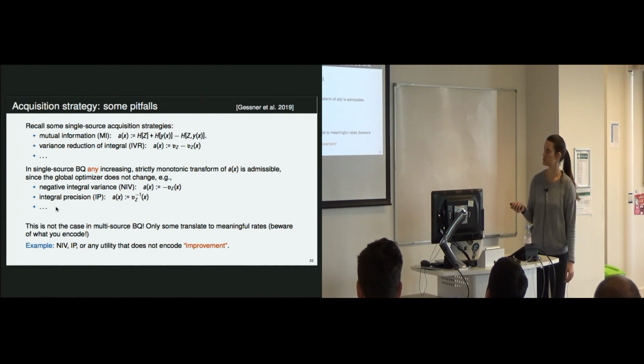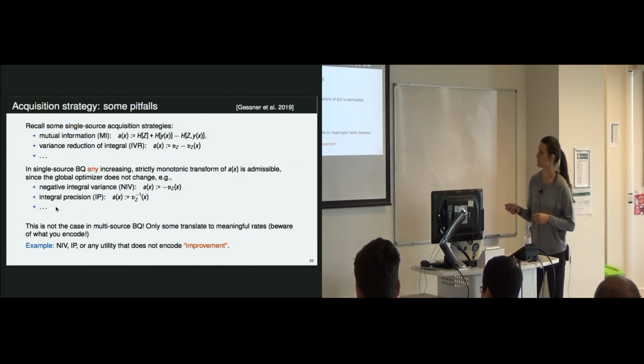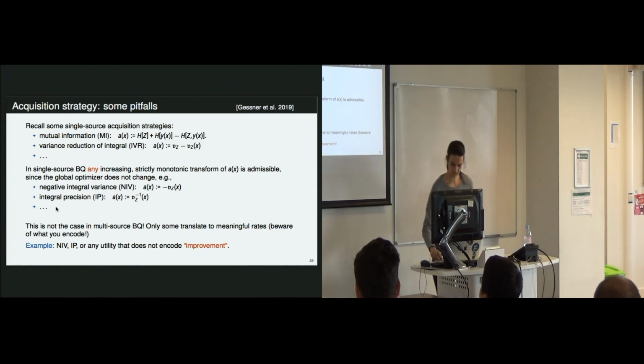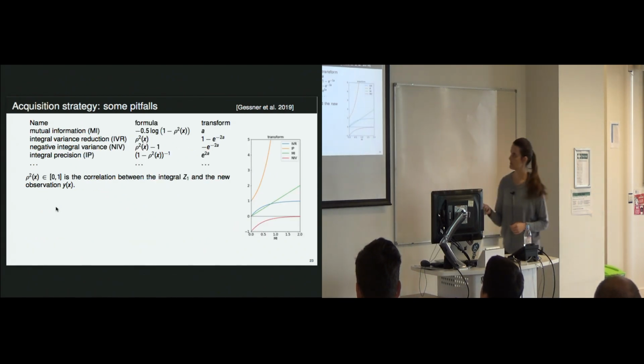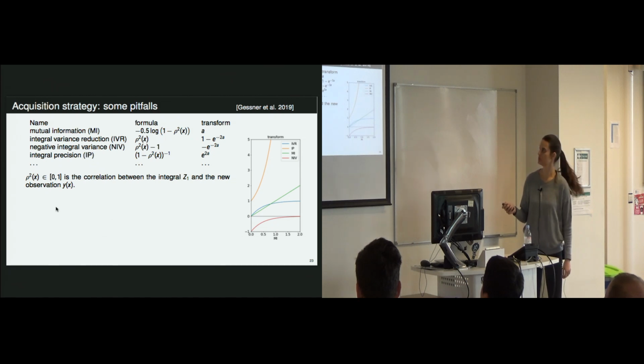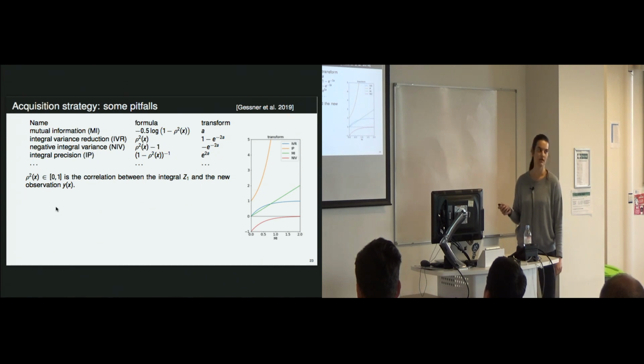These two don't work so well, and I will show you in a second why. I'm highlighting this because the minimal integral variance is used quite often. On the left, I listed a few common acquisition strategies. They all turn out to be formulas that only depend on rho, which is the correlation between the integral you want to learn and the new observation y.